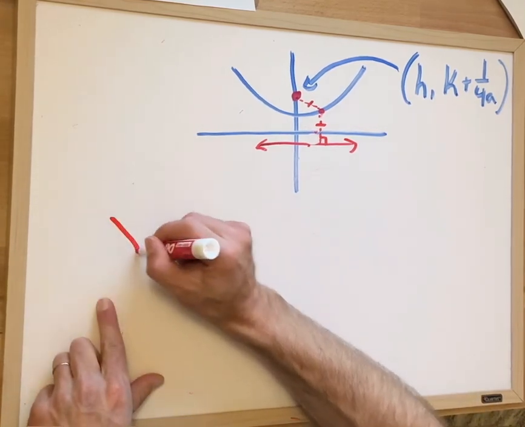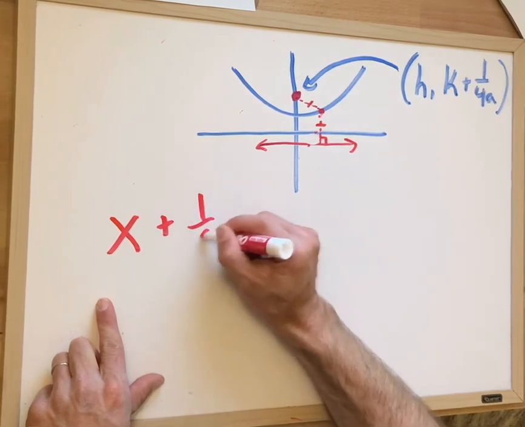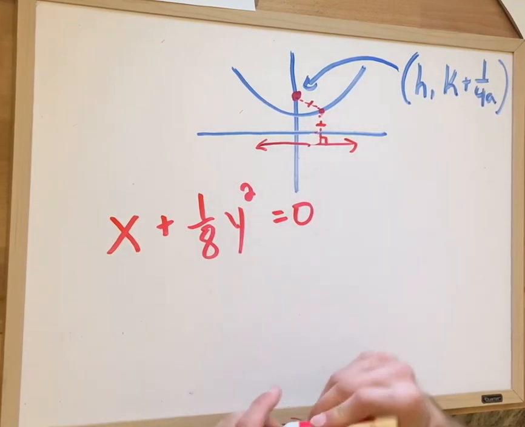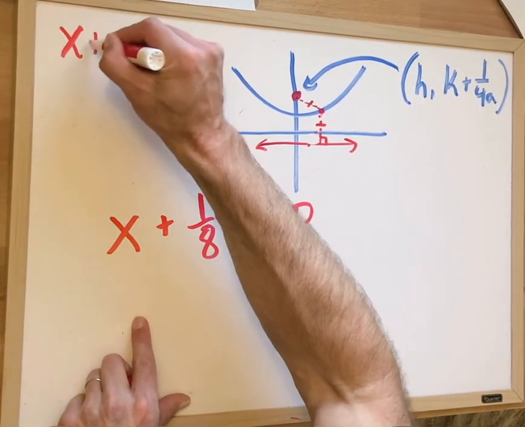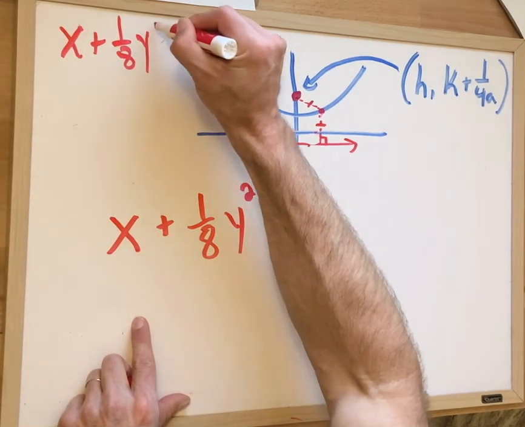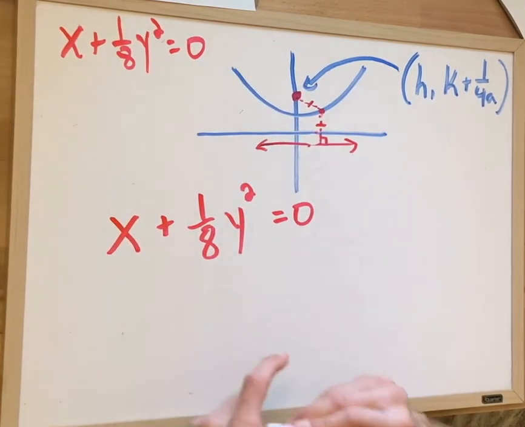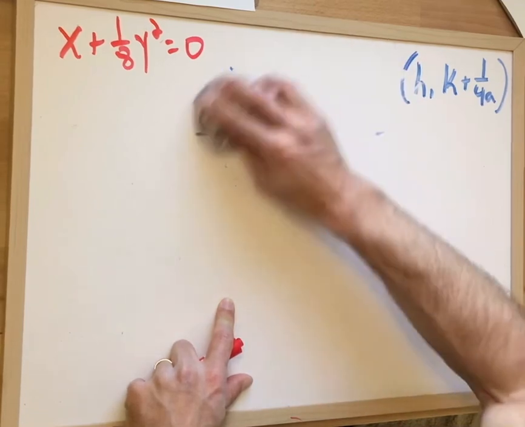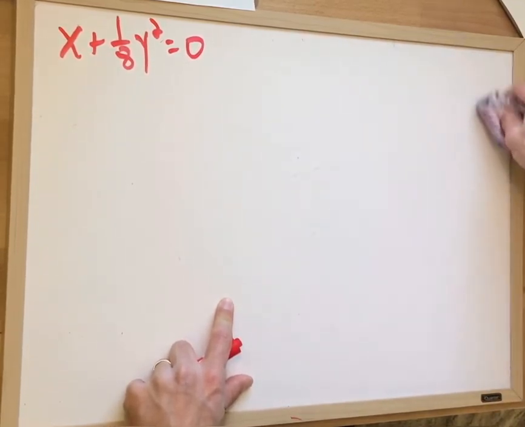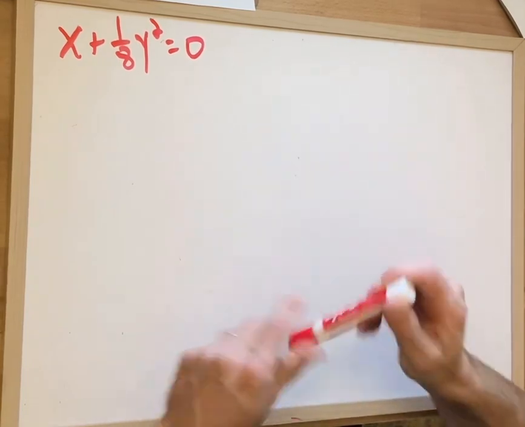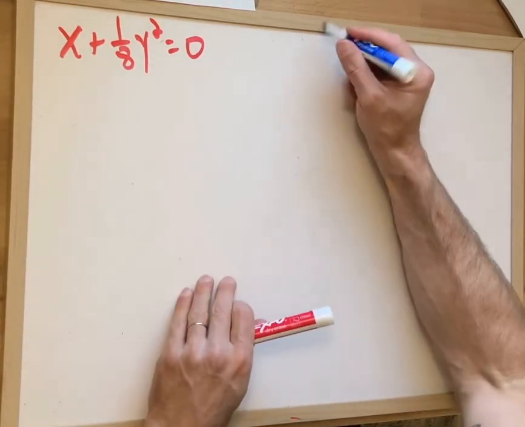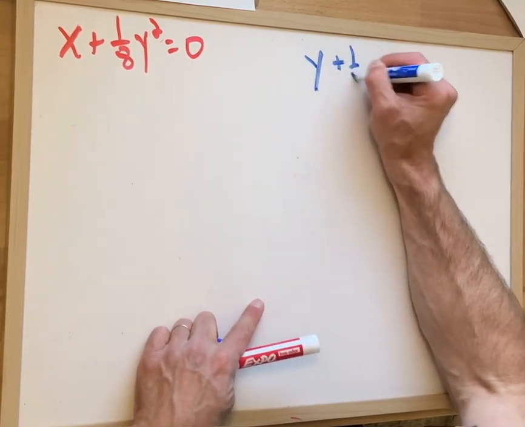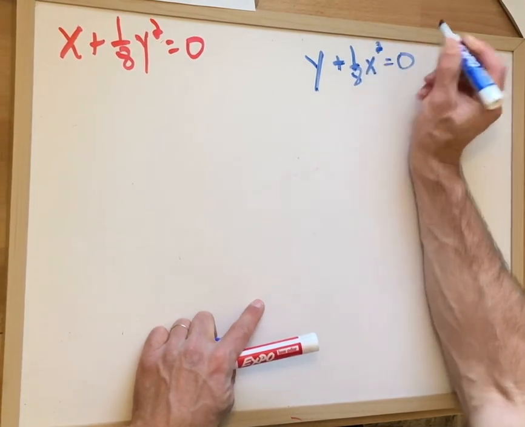Remember, I'm going to do x plus, this is the equation, 1 over 8 y squared equals 0. Okay, just for the sake, I'm going to rewrite this up here. X plus 1 over 8 y squared equals 0. Now what I'm going to do, remember I told you guys, the way to do this is to flip the x into y. So I'm going to change this. I'm going to flip this. And I'm going to have y plus 1 over 8 x squared equals 0. Because this is something that I'm used to seeing.